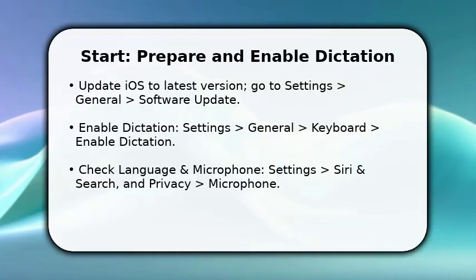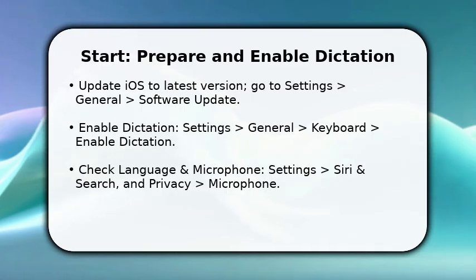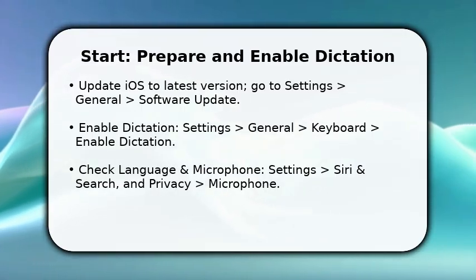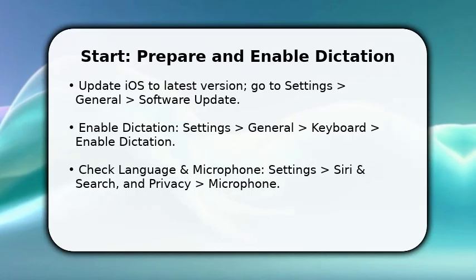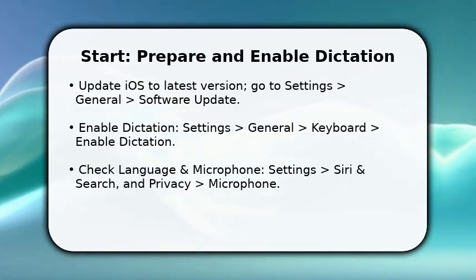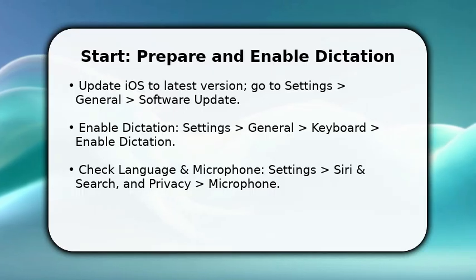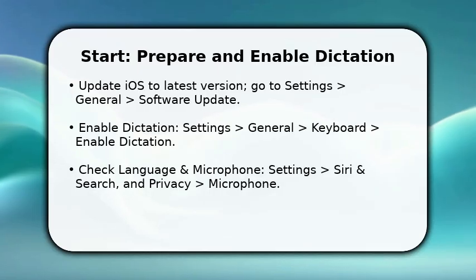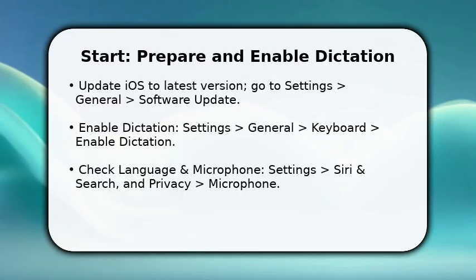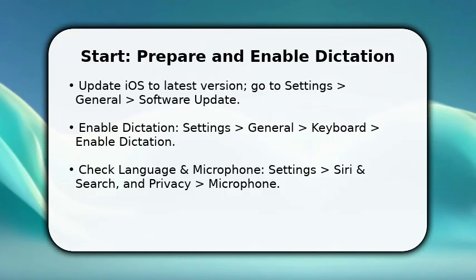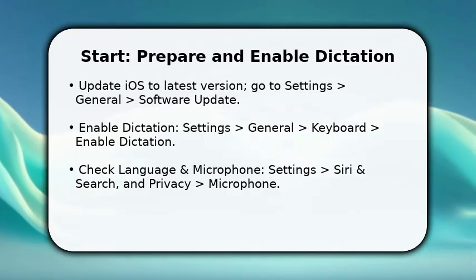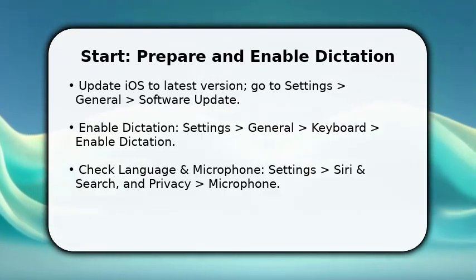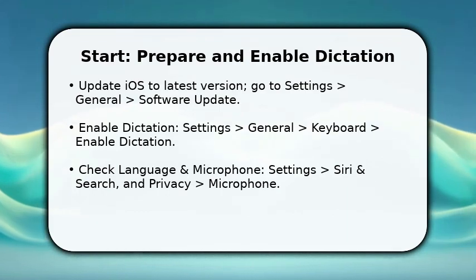You start by updating iOS and turning on dictation because outdated software or a disabled toggle causes failures. Once done, enable dictation in Settings, General, Keyboard, and confirm the input language matches what you speak. Make sure microphone permission is granted under Privacy so the phone can hear you. If you use Siri, ensure its language aligns with dictation. These initial steps remove most configuration blockers and let you test immediately without waste.